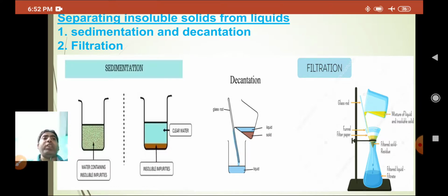The process of pouring out a clear liquid from a vessel after sedimentation without disturbing the sediment, that is the heavy insoluble settled particles, is known as decantation. Now the next one is filtration.